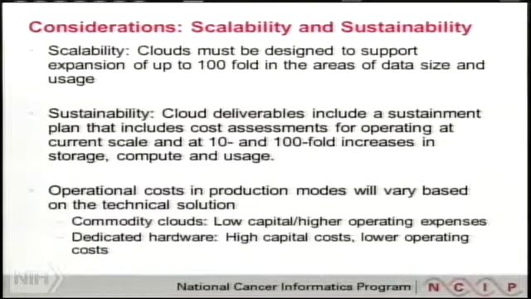In terms of scalability and sustainability, they have to be designed to support an expansion, I think, of up to 100-fold in the areas of data size and usage. And one of the things that we're going to expect from these groups is a sustainment plan so that we can do cost assessments for operating at current scale, 10 and 100-fold increases. And I'll point out that the operational costs in these modes are going to vary a lot depending on the technical solutions. Commodity clouds have low capital costs but high operating, and vice versa for dedicated hardware.